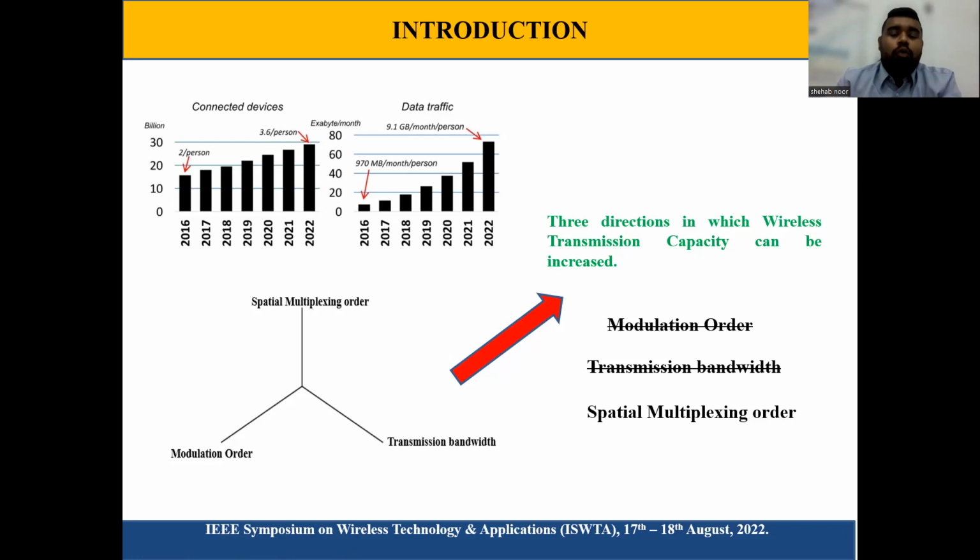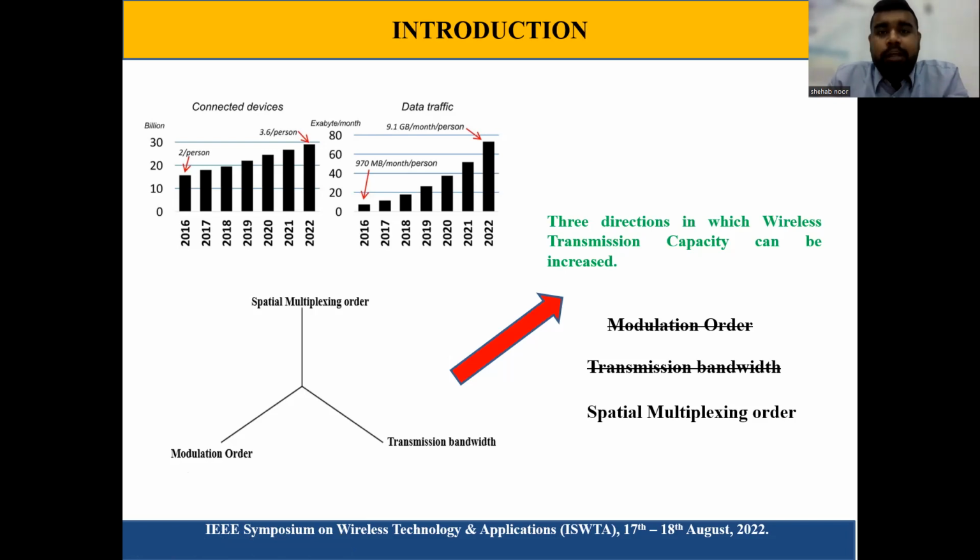To overcome this challenge, and to make sure everyone can use the frequency spectrum properly without any degrade in performance, the wireless transmission capacity has to be increased. Fundamentally, there are three major ways through which we can increase the wireless transmission capacity. Let's start with the first one, which is the modulation order. In short, we need a higher modulation order to increase the wireless transmission capacity, because if we have a higher modulation order, we can send more bits per symbol.